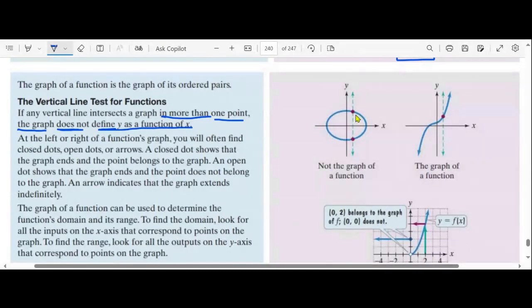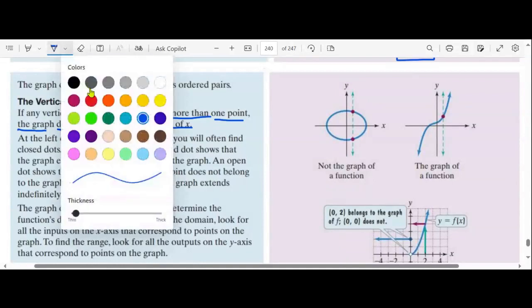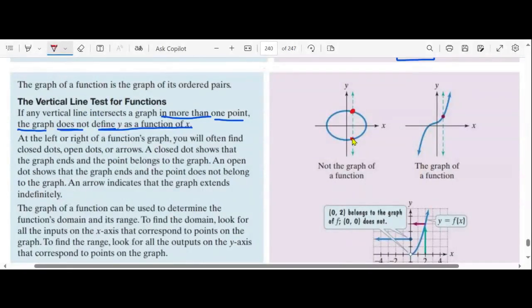For example, I have this graph. Take a look here. How, if I do vertical line test, how many points does it cut the graph? 2 points. So it's not a function, not a function. Right, here I have this graph. It cuts it in how many points? 1. Then it's a function. Is this clear?